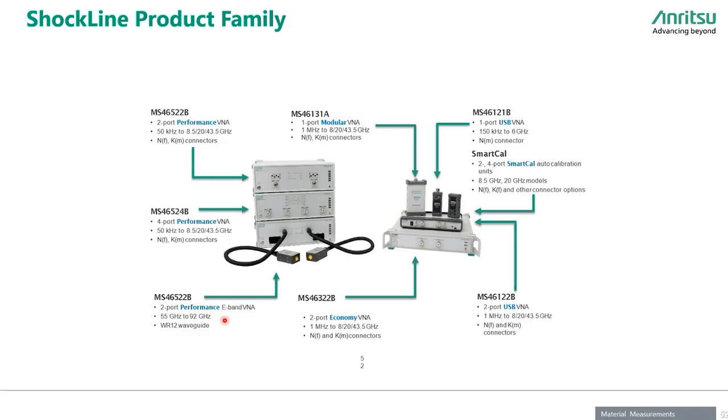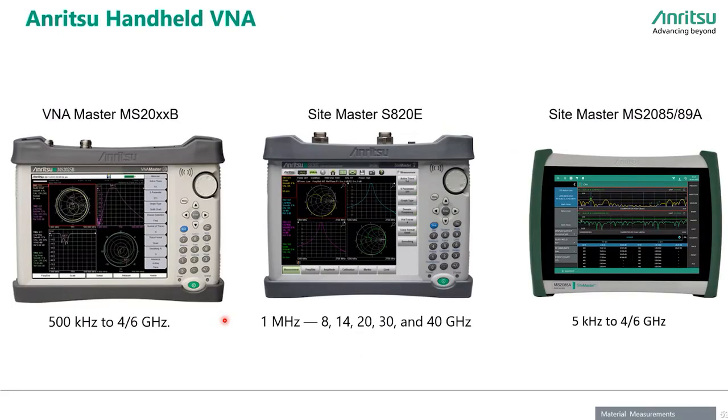Now, after the ShockLine series, we have a handheld series as well. In handheld, we have the VNA Master, we have the Site Master, and we have the new Site Master. The VNA Master covers a frequency range from 500 kilohertz to 4 and 6 gigahertz. The Site Master starts from 1 megahertz and goes to 8, 14, 20, 30 and 40 gigahertz. So up to 40 gigahertz in handheld formats, we have a solution. Then on the Site Master side, this is a new addition to the family. It's a new instrument that is covering from 5 kilohertz up to 4 and 6 gigahertz for now.